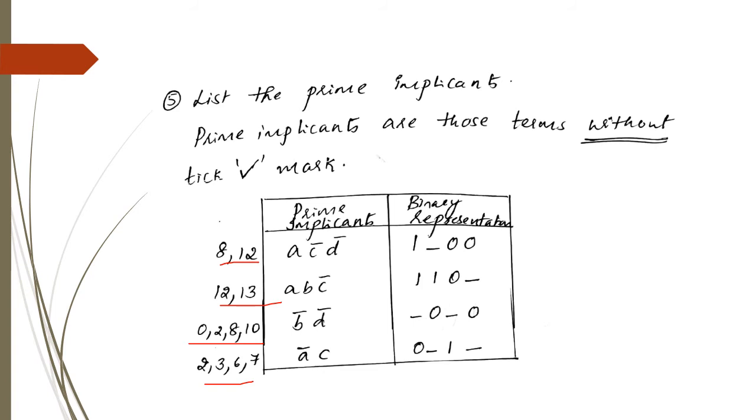So you know the binary representation of this. 8 12 is 1 dash 0 0. So the corresponding expression will be A C bar D bar.